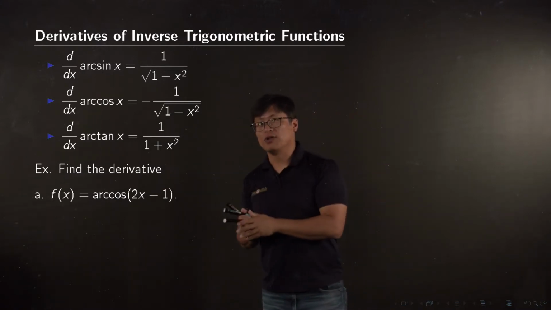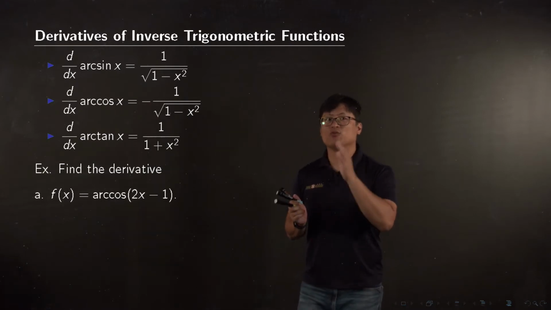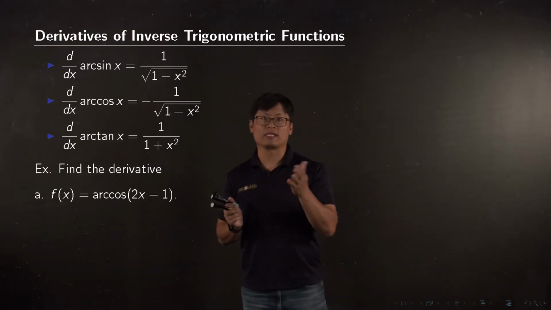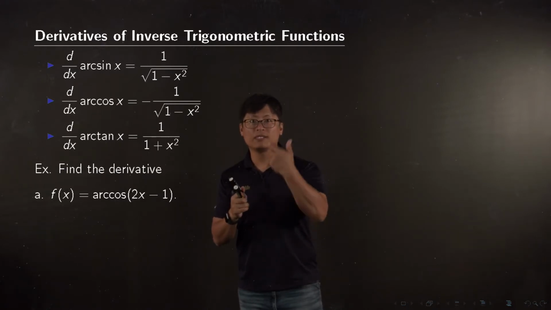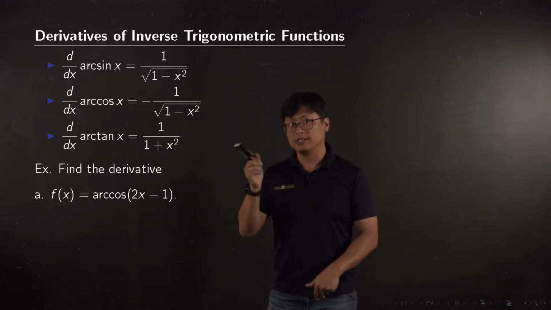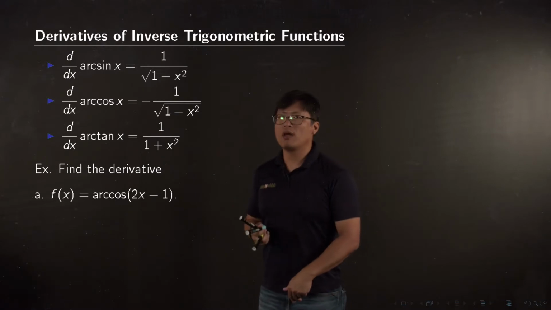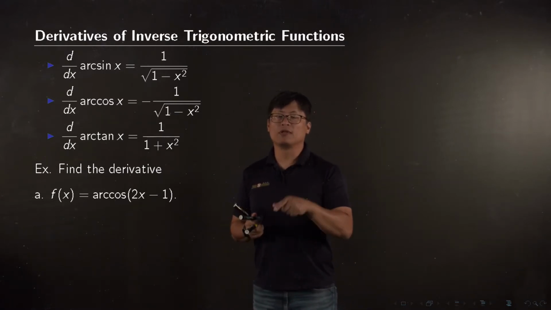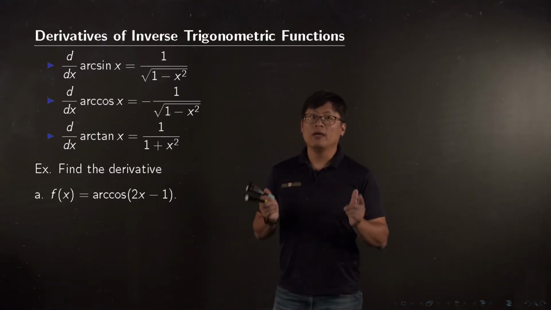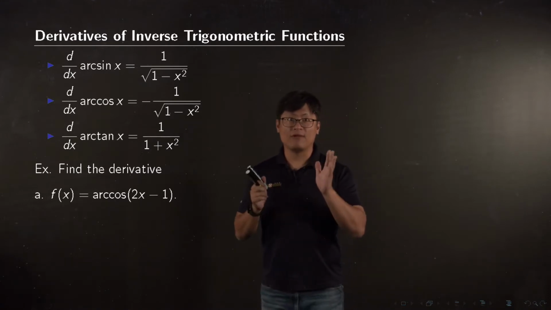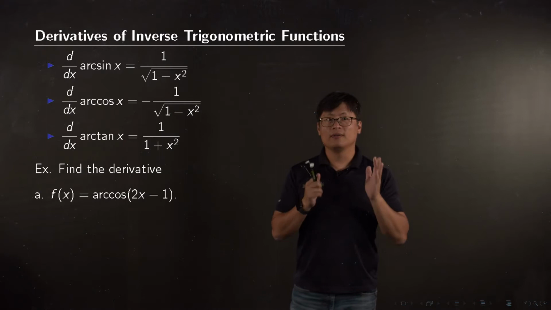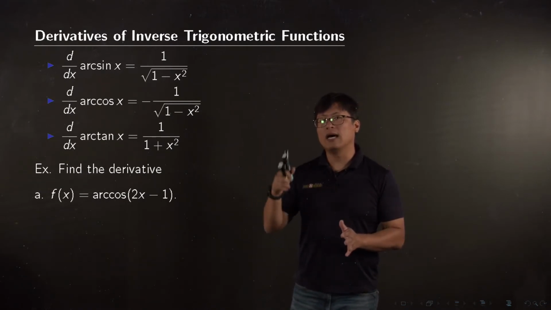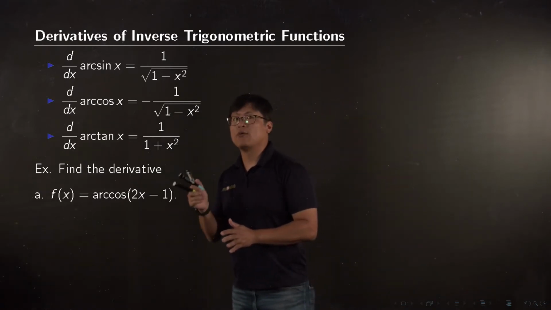Look at the first one. The derivative of arc sine x is 1 over the square root of 1 minus x squared. The derivative of arc cosine x is exactly the opposite of arc sine's, which is negative. And the derivative of arc tangent is 1 over 1 plus x squared. Again, all of this comes from the definition of the derivative. Now, for this class, we're going to practice how to use them.